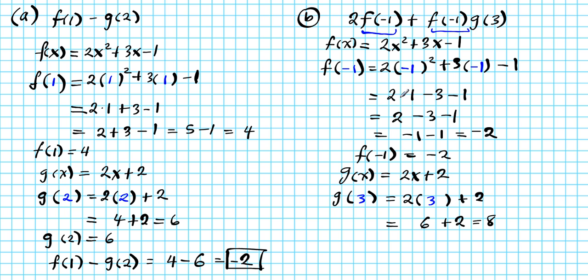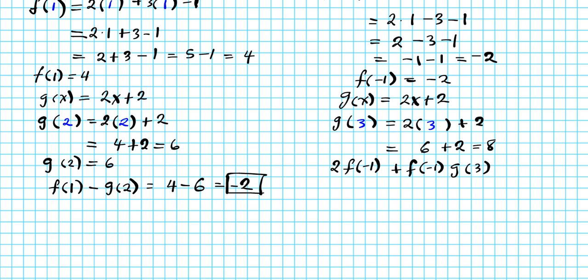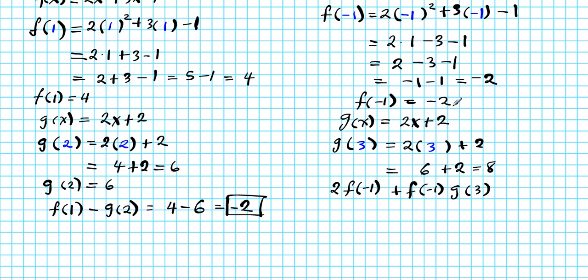Okay? Now let's find what the original question asks us to find, which is 2 times f of negative 1 plus f of negative 1 times g of 3. To find that, all we do is take the value of f of negative 1 and highlight them. We're going to take this value, this value, and this value, and put them in their respective spots.